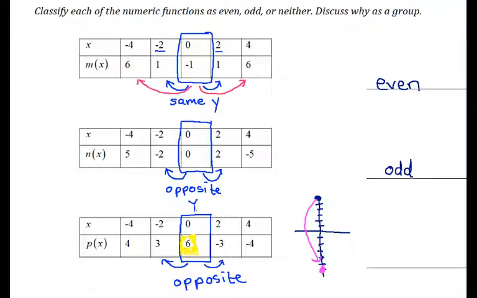So if it does have a point here that wasn't showing up in my table, then this would not be a function, right? This would fail the vertical line test. So an odd function that has 0 in its domain must pass through the origin. This is actually neither.